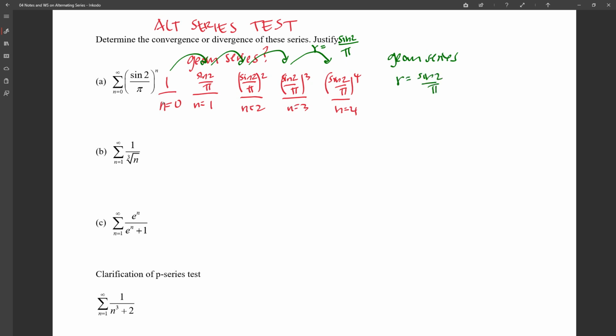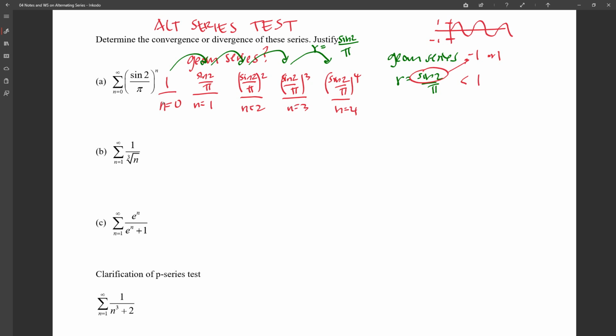Is my r equal to 1, less than 1, or greater than 1? Well, let's think about this. Sine 2 is always between -1 and 1. I don't actually know what number it is because it's not on the unit circle, but whatever it is, it's a number between -1 and 1. And pi is 3-ish, so the biggest this number could be is about 1/3. So what this tells me is that this number is actually less than 1.